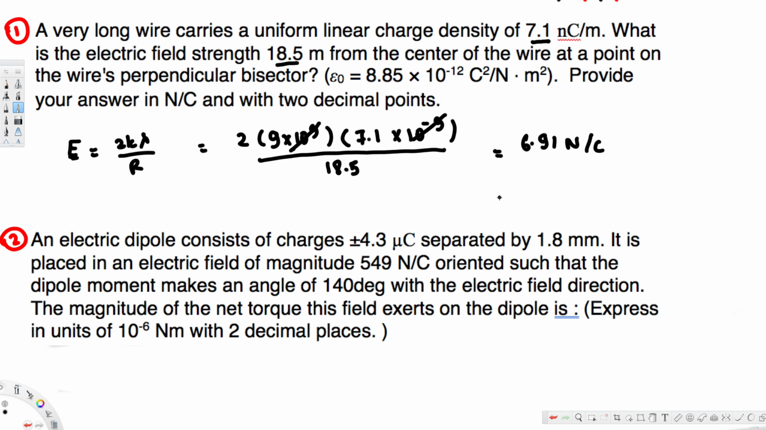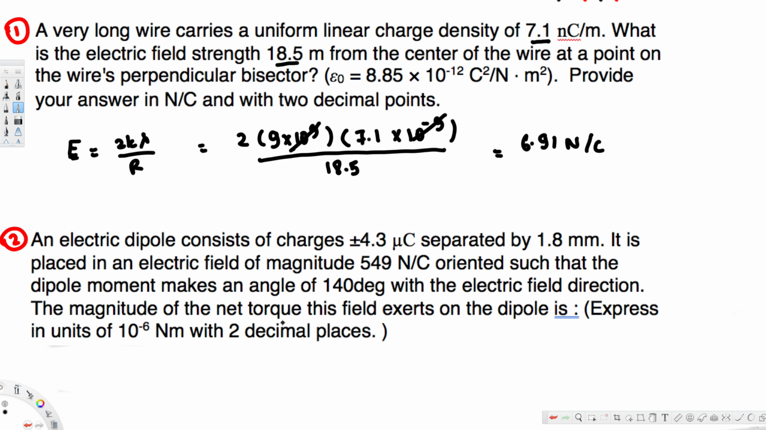Now let's look at the second question. The second question is asking: an electric dipole consists of charges plus and minus 4.3 microcoulomb separated by 1.8 millimeter. It is placed in an electric field of magnitude 549 Newton per coulomb, oriented such that the dipole moment makes an angle of 140 degree with the electric field's direction. The magnitude of the net torque this field exerts on the dipole is what? So they are asking to find the torque on the dipole.